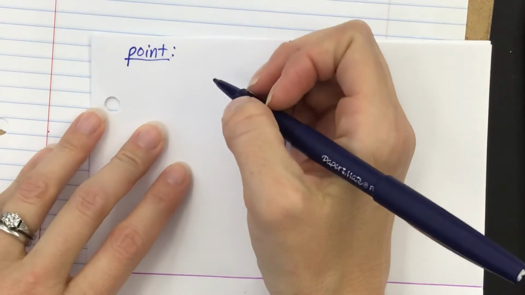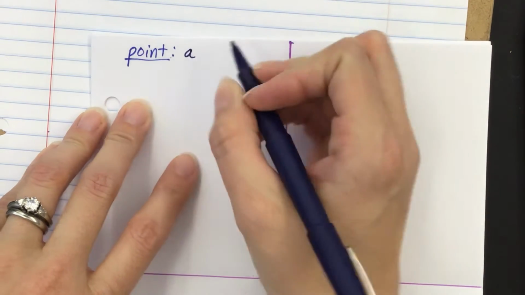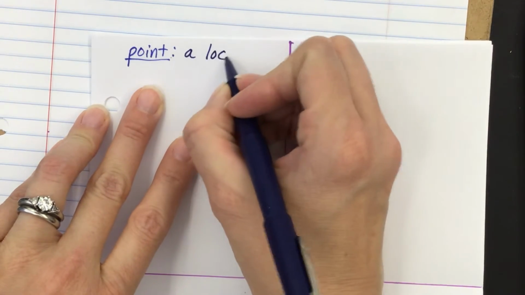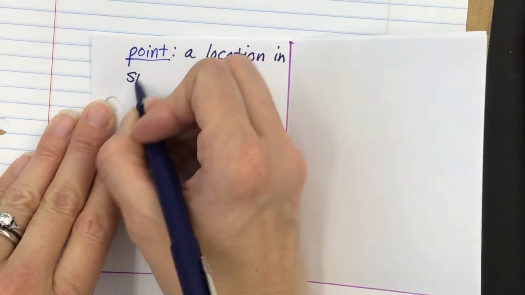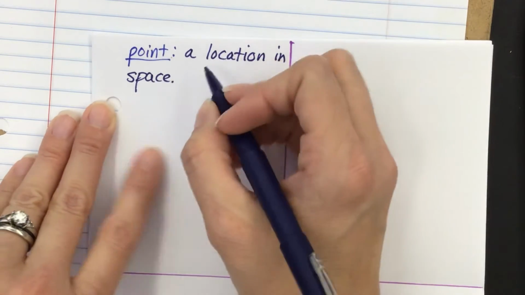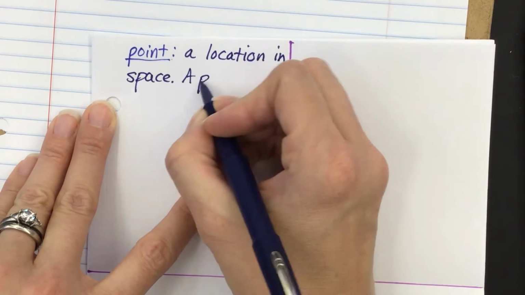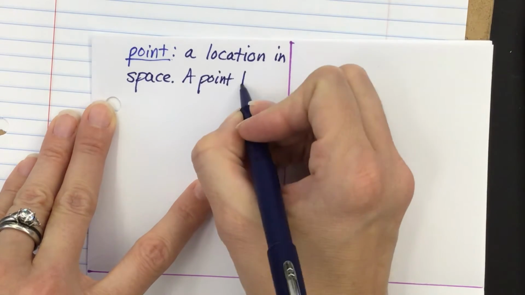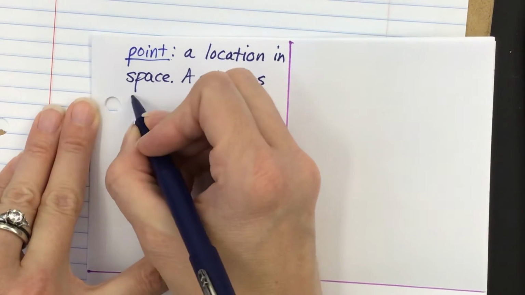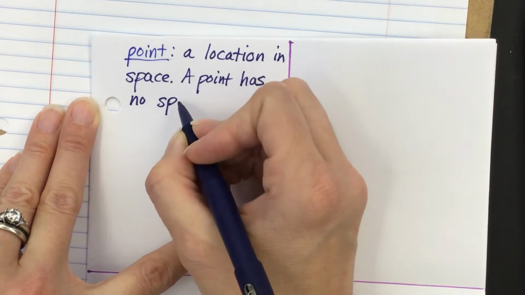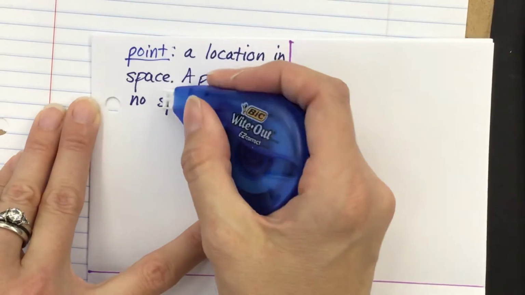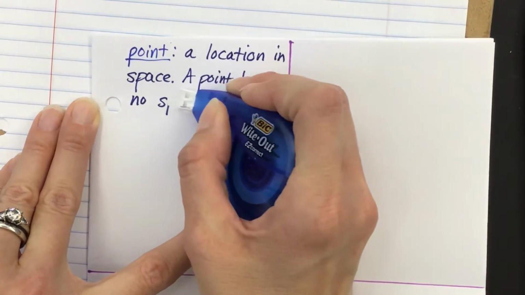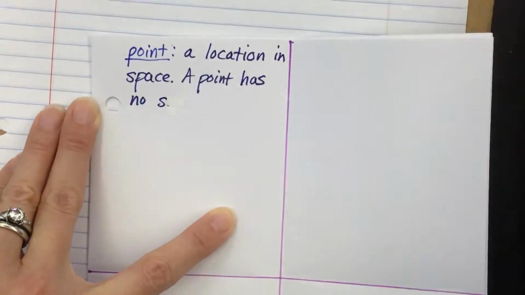Okay, so let's write down the definition for a point. A point is a location in space, and a point has no shape or size. Hold on, let me white this out. Maybe. There we go.